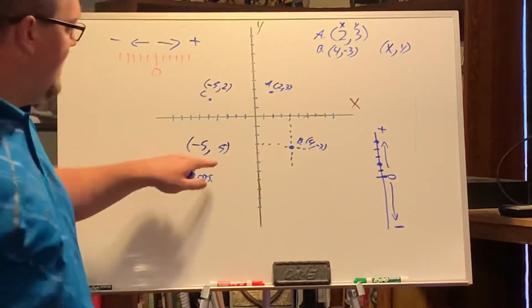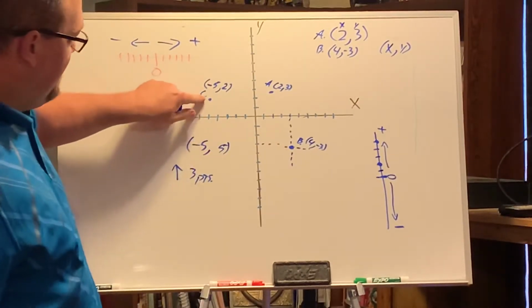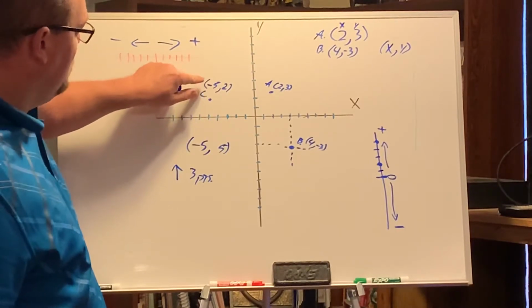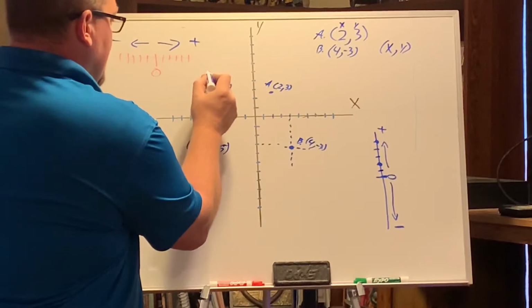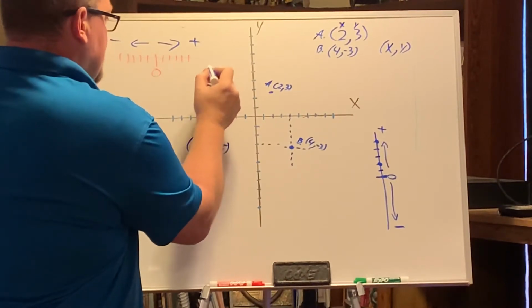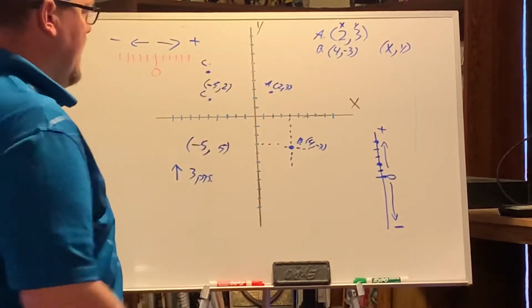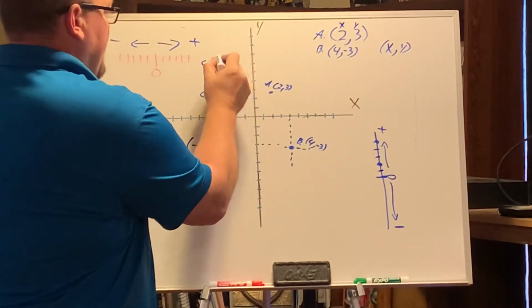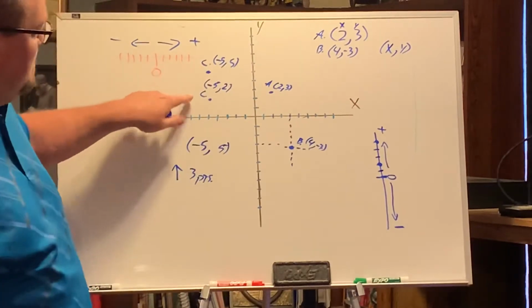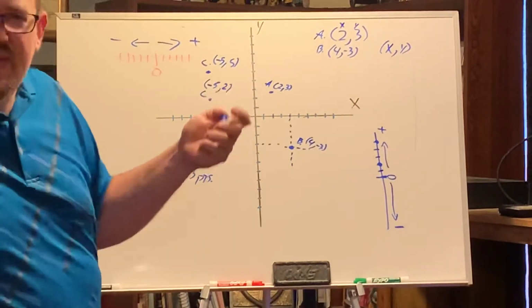So now this point, instead of being negative 5, 2, will be negative 5, positive 5. So we can count up 1, 2, 3, up to a negative 5, positive 5. So this is going to be the new C, negative 5, positive 5. Now, something weird about this. We have 2 point C's. How do we tell the difference?